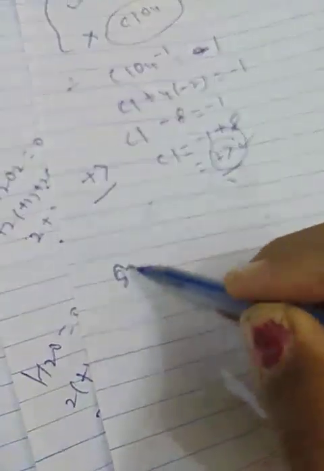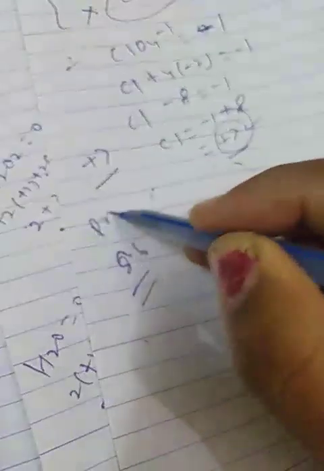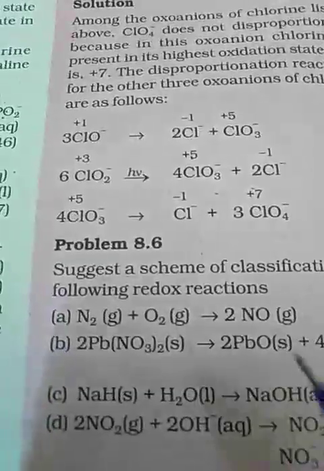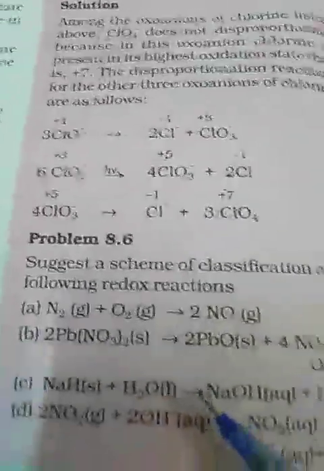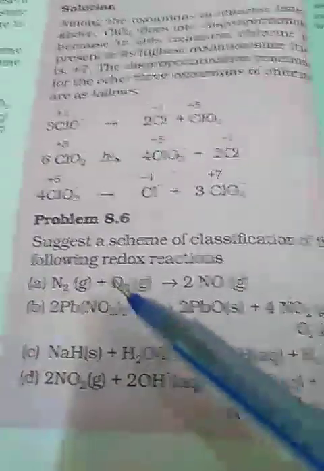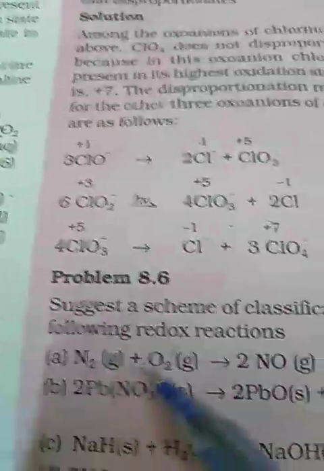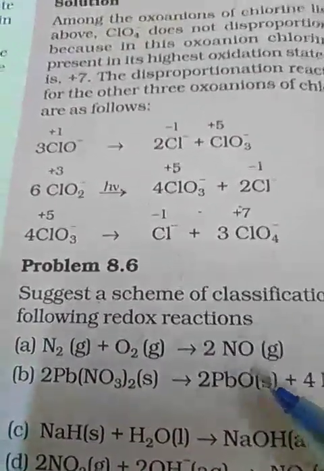Okay. Now our next problem, 8.6. Suggest a scheme of classification of the following redox reactions. Scheme means you have to show the type of classification. The 4 classes I showed you; again I am revising: combination, decomposition, displacement, and the last one, this. So for the first one, N2 plus O2, you can see, this is the example.